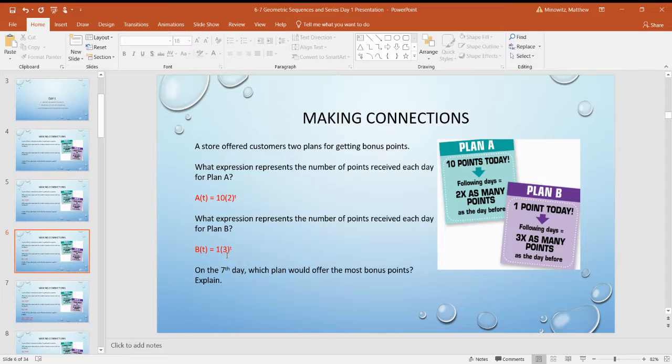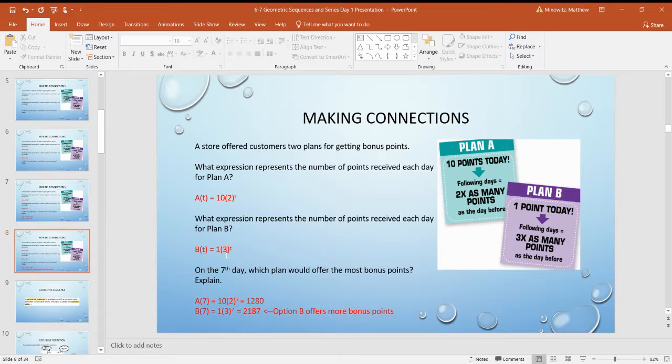If I put 7 in for t in both of them, I see that plan B is better, just on day 7. And if you look further out, B is going to be increasing faster because it's tripling compared to A, which is doubling. So in the beginning A was better, and in the end B is better. These are situations we have to look at in the real world. Sometimes a situation is better at first, but not better at the end.